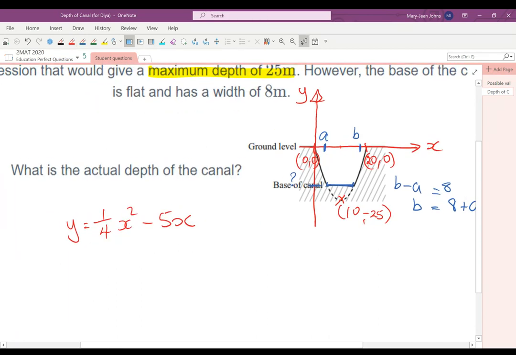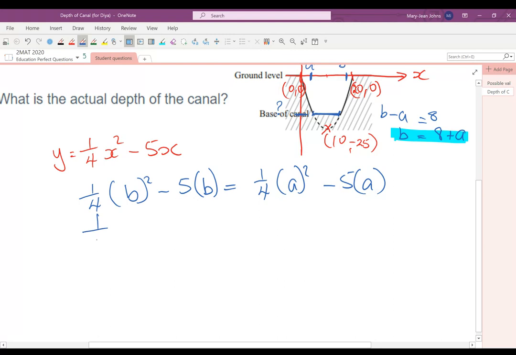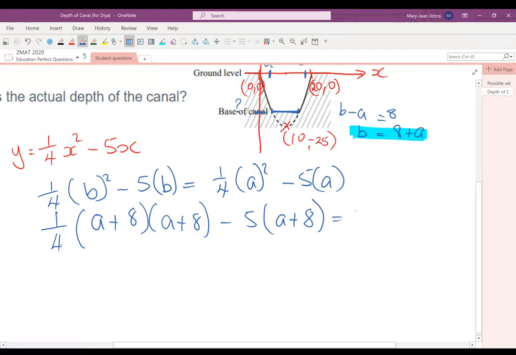At those particular points, A and B, we have an equal height or depth, which I don't know, but I do know that they're equal. That means on one side of the equation, I've got 1/4 times B squared minus 5 times B, and it equals the same as the other one, where I've got 1/4 A squared minus 5 times A. Now I'm going to substitute in what we've worked out for B. So we've got 1/4 times A plus 8 squared, minus 5 times A plus 8, and that all equals 1/4 A squared minus 5A.